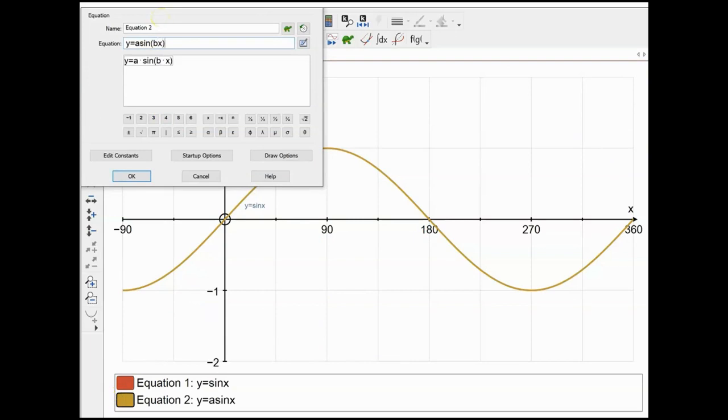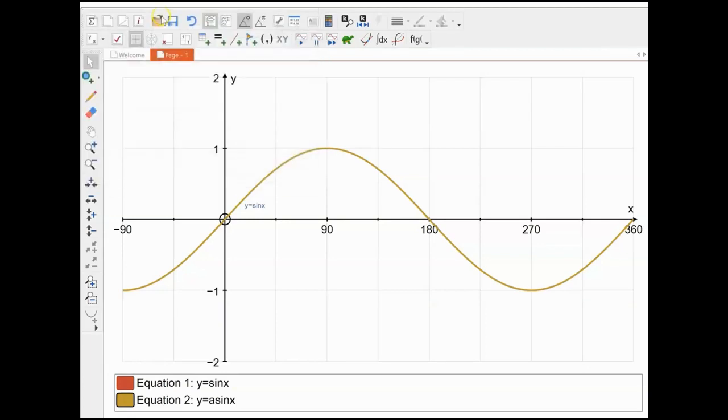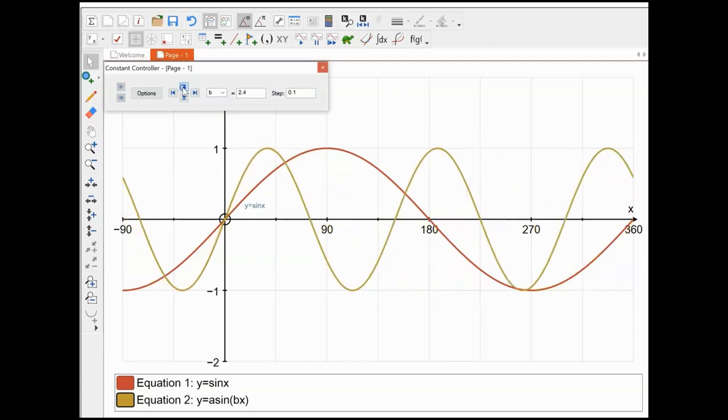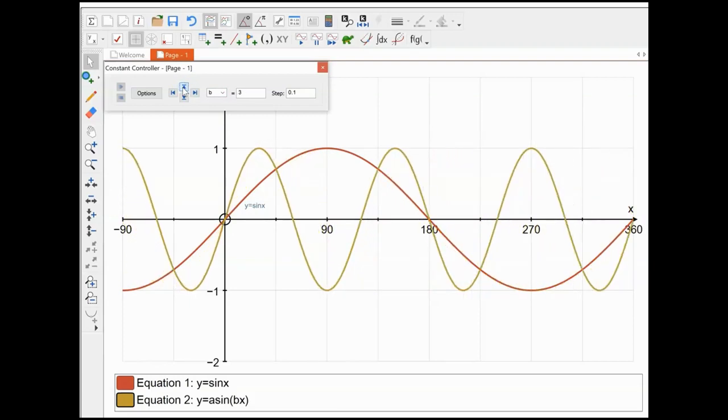Now, if we put a constant inside the bracket, and in this case the constant is multiplied with x, we will expect a compression. So using the constant controller, we're going to be increasing the constant. The greater the constant, the more compressed is your graph. If we stop the controller at 3, your graph would have been compressed by a third. So from 90 divided by 3, a third of that will be 30 degrees.